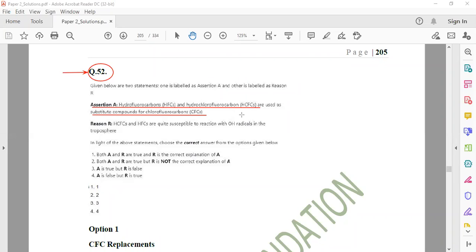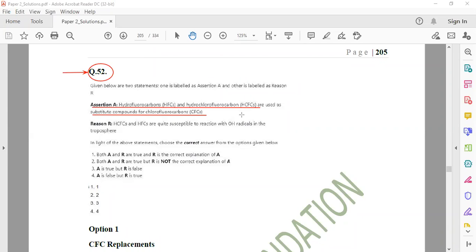So that we can save the ozone layer, and reduce ozone depleting potential, because these substances, chlorofluorocarbons, were damaging our stratospheric ozone, which is protective in nature, and also having a good amount of global warming potential.